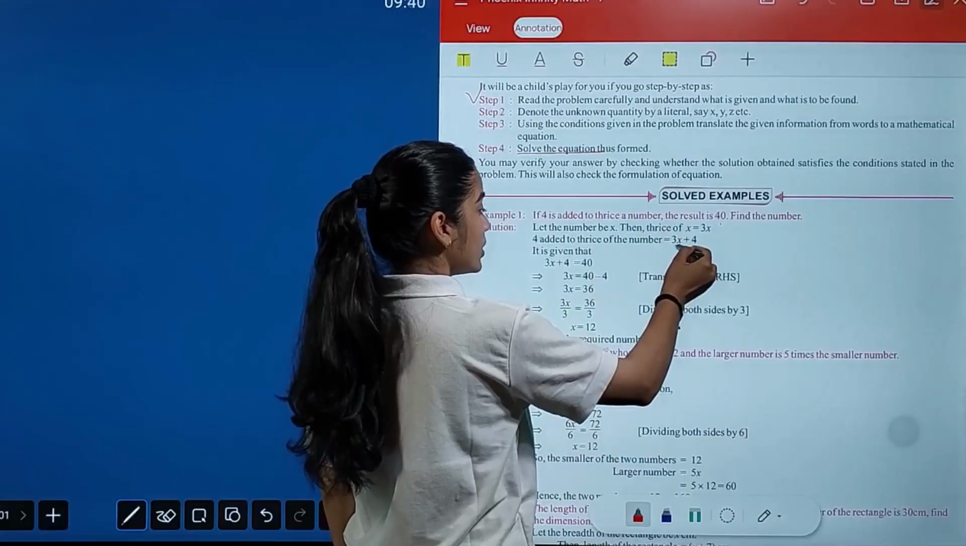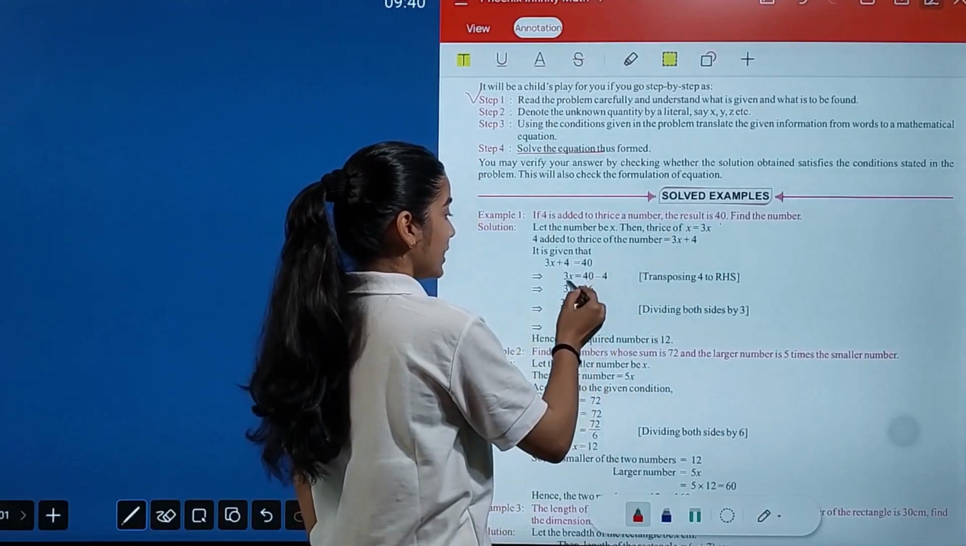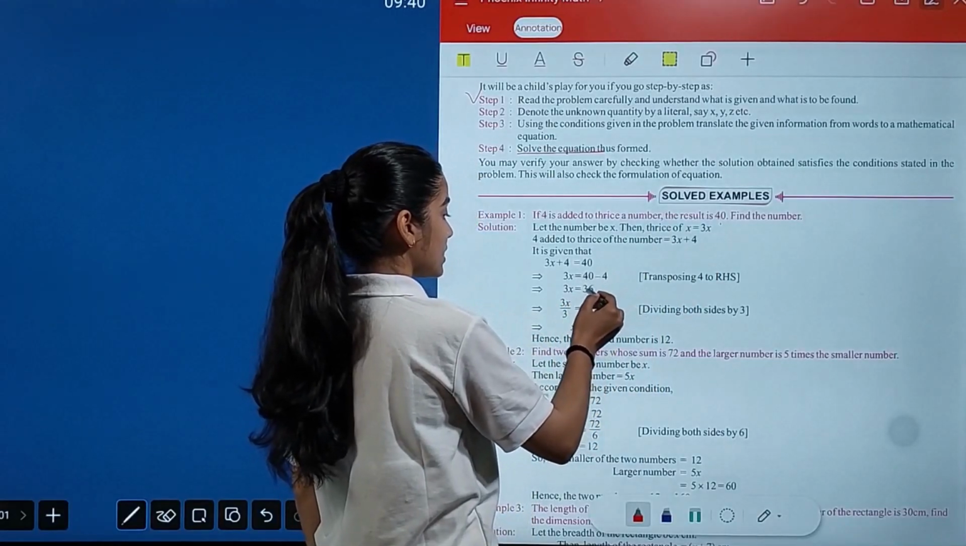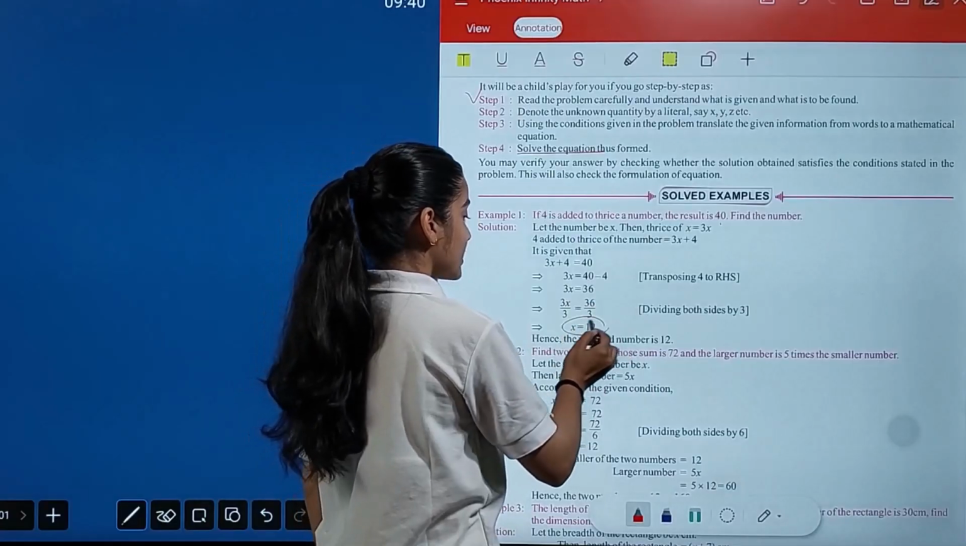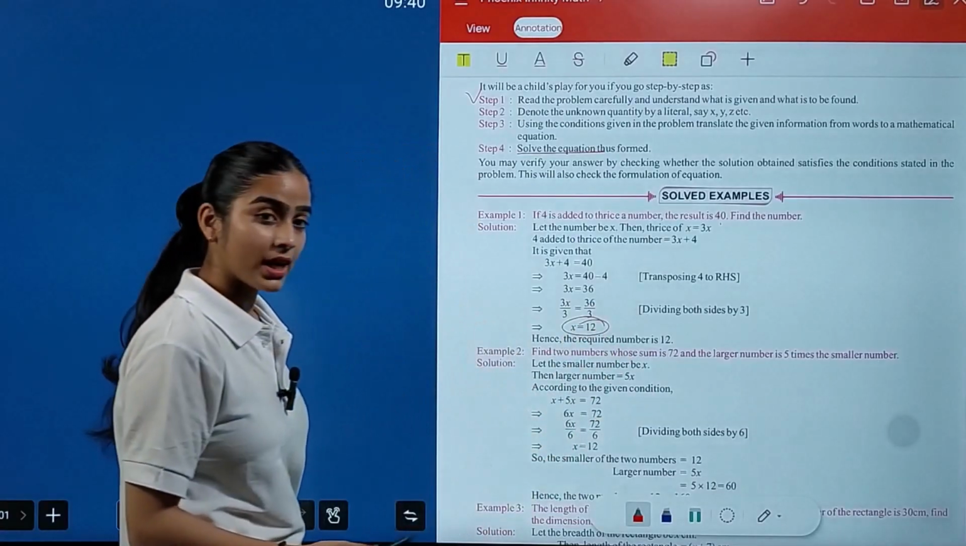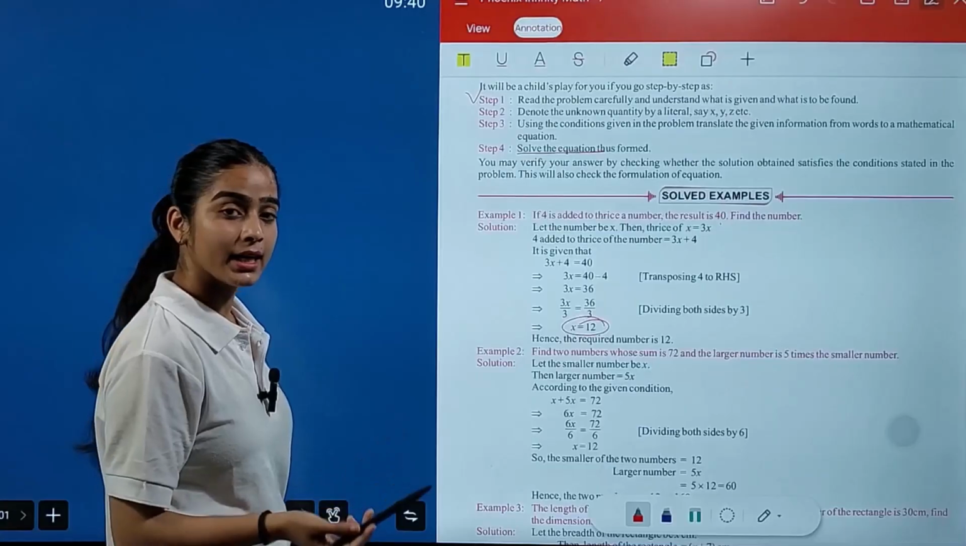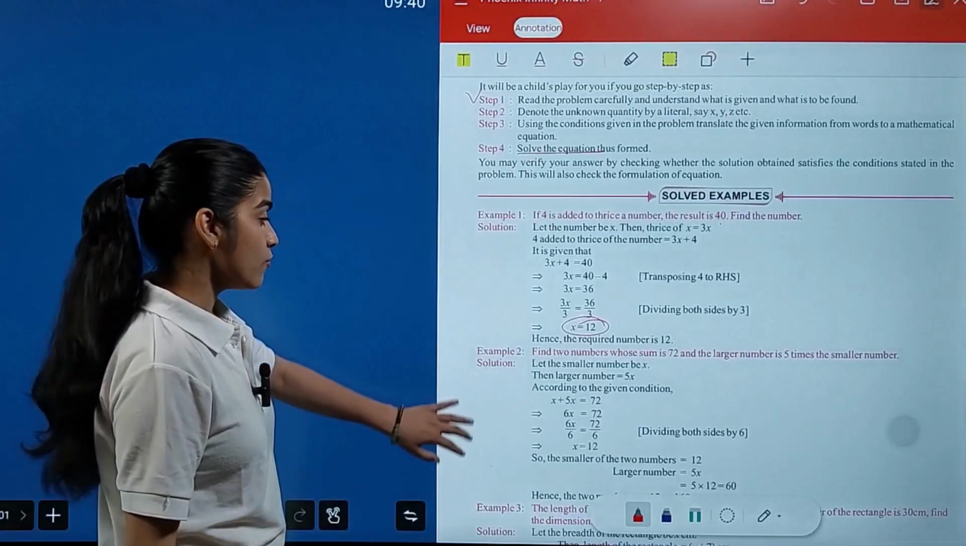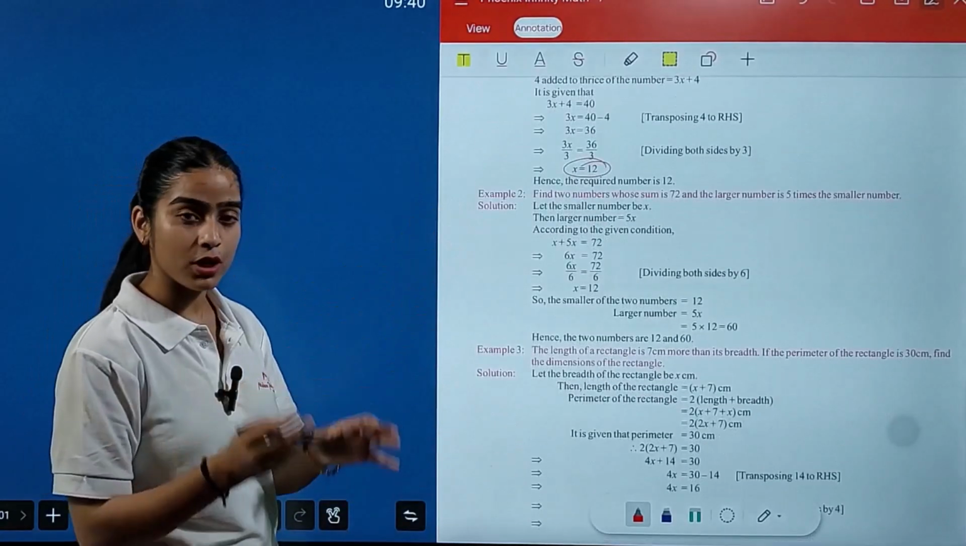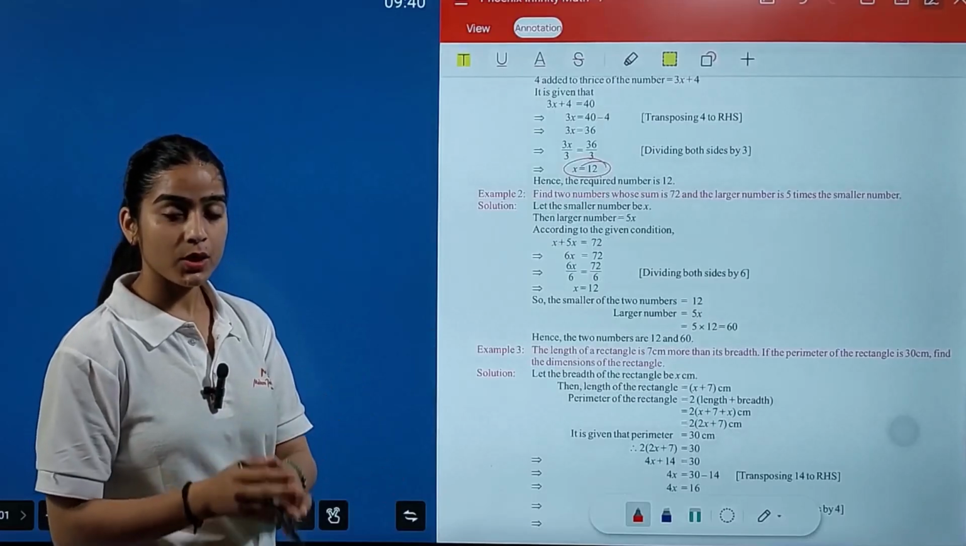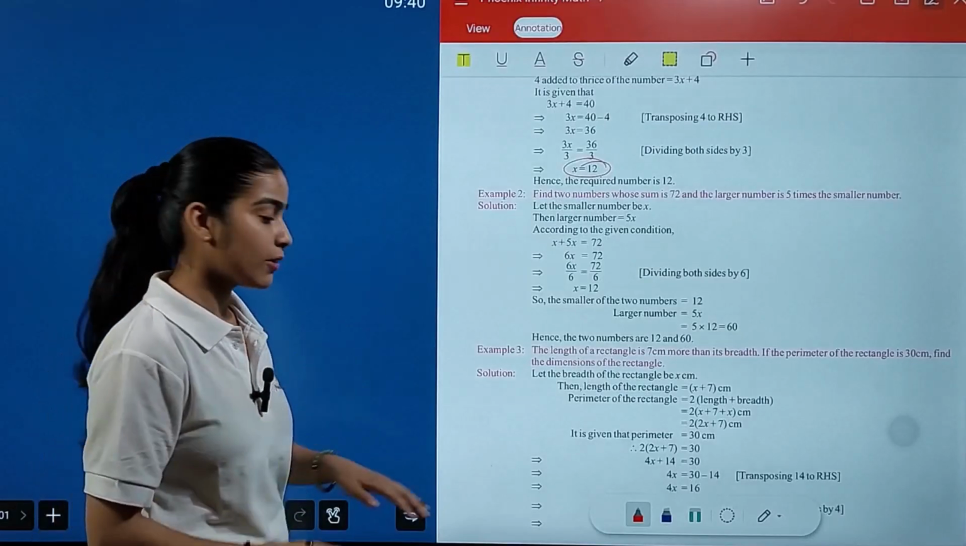When I add 4 to 3x, I get 40. It means 40 minus 4 is 36, and 36 divided by 3 gives x equal to 12. So thrice 12 is 36, and when I add 4 to 36, I get 40. In that way, first we have to convert your statement into a linear equation and then you have to solve it as well.